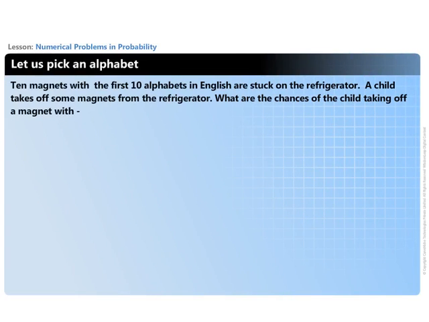10 magnets with the first 10 alphabets in English are stuck on the refrigerator. A child takes off some magnets from the refrigerator. What are the chances of the child taking off a magnet with A. Vowels, B. Consonants?